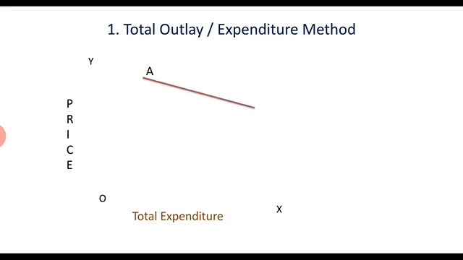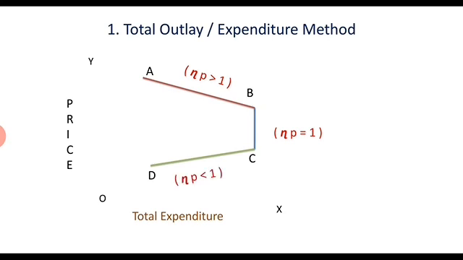In this diagram, total expenditure is measured on the x-axis, price is measured on the y-axis. AB segment is relatively elastic demand. BC segment reveals unitary elasticity of demand. CD segment reveals inelastic demand.